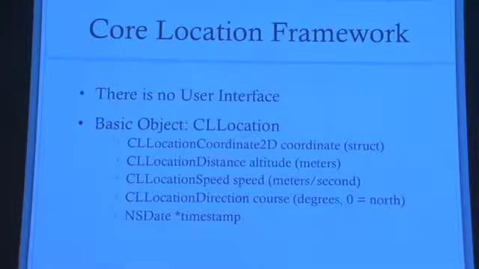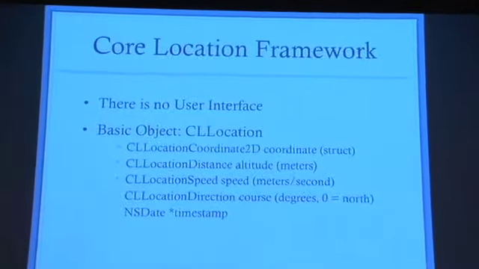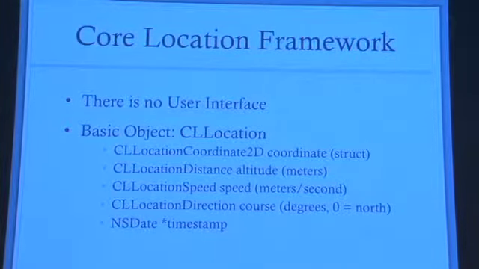A coordinate, a CLLocationCoordinate2D, which is a classic C struct containing a latitude and a longitude, both of which are doubles. It's got a CLLocationDistance to measure altitude, which is in meters, a speed, which is measured in meters per second, a course, which is a heading. This is measured in degrees, with 0 being north, and it goes clockwise. And then an NSDate timestamp property, which puts a timestamp to your location when it was taken.